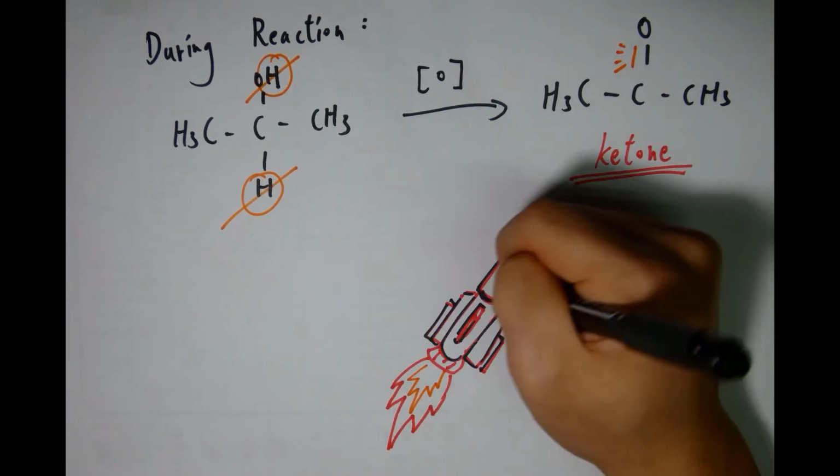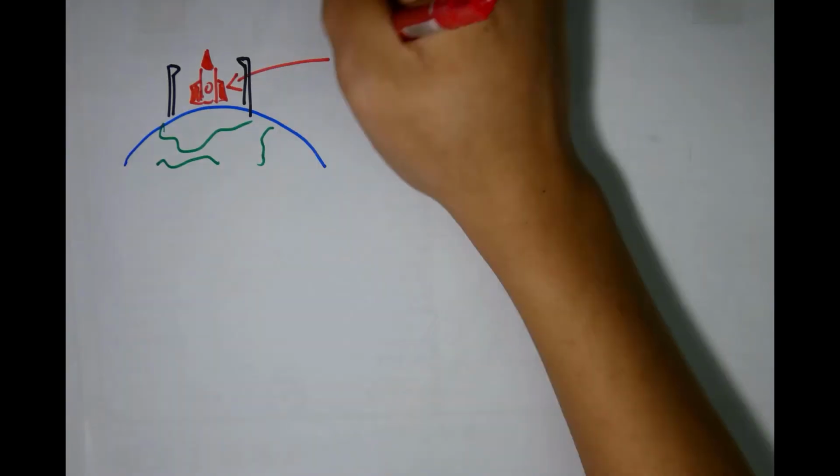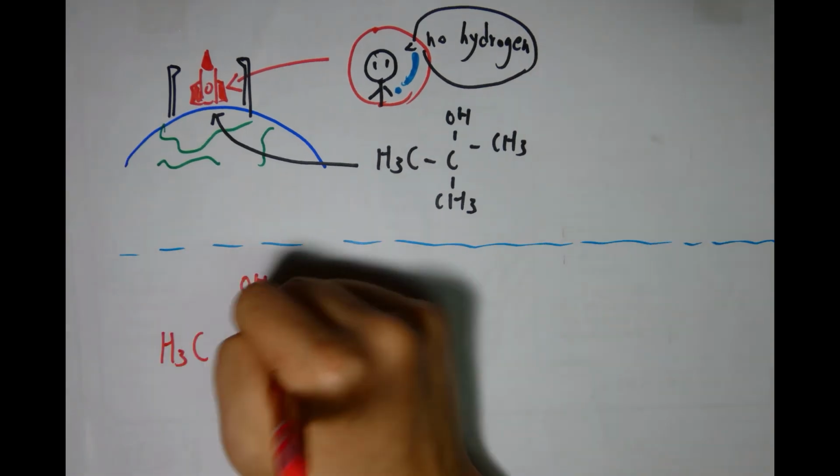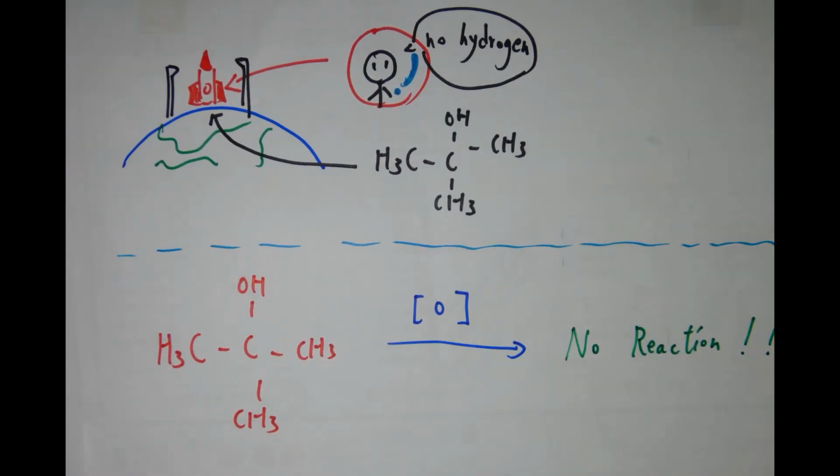What about tertiary alcohols? Well, things go pretty differently in tertiary alcohols because there is simply no hydrogen atom you can remove. So oxidation cannot occur in tertiary alcohols.